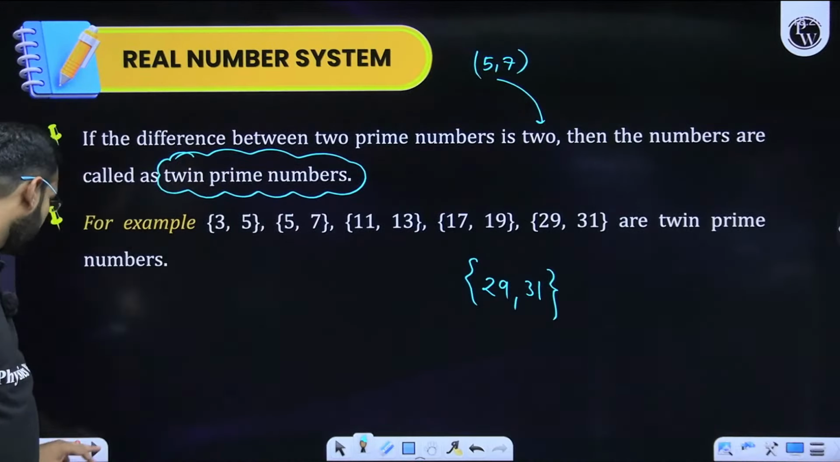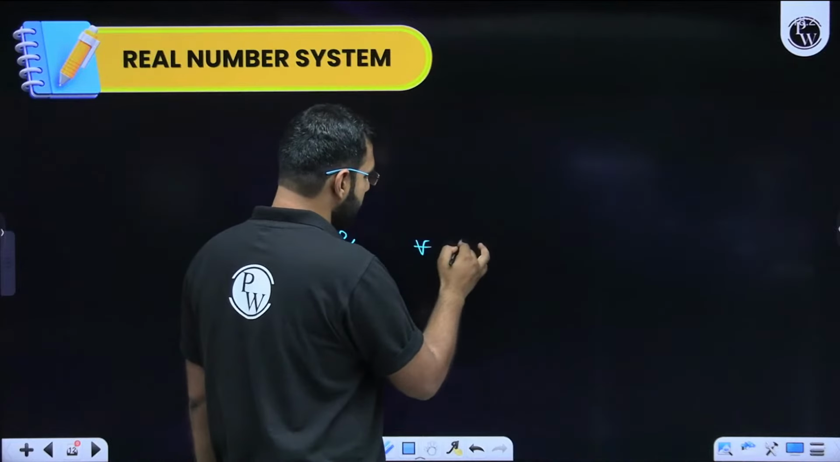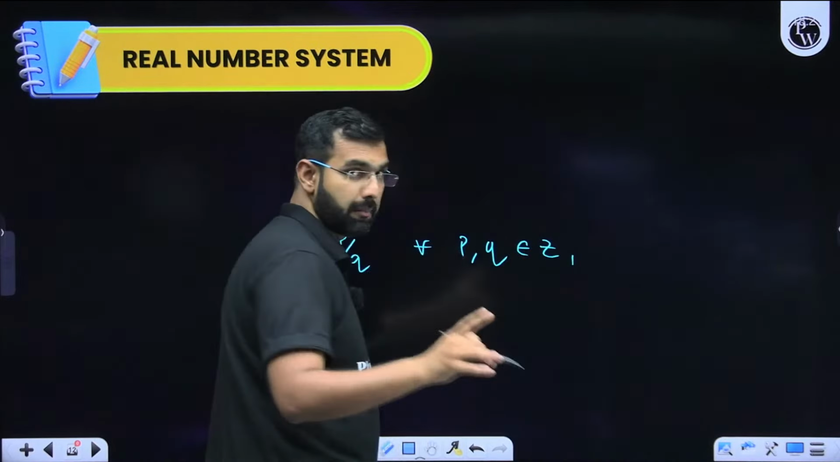Now from here, let's talk about the real number system. Something really basic and easy. We all know that if you have integers, from integers we develop rational numbers. I hope you remember rational numbers. Any number which can be represented in a p by q form, where p and q are both integers, but q should never be 0.